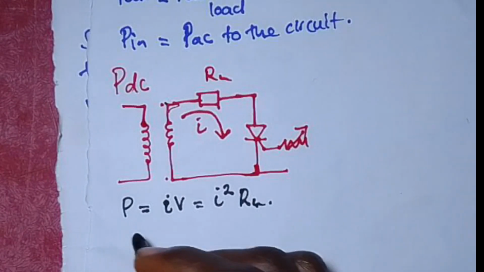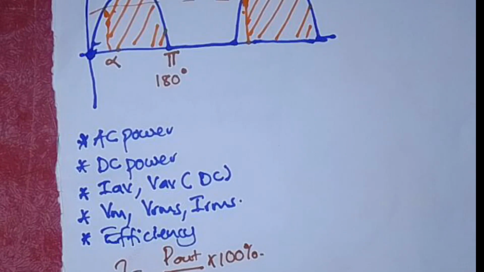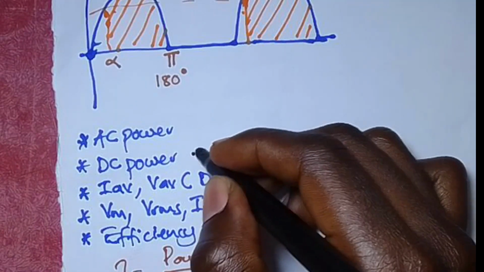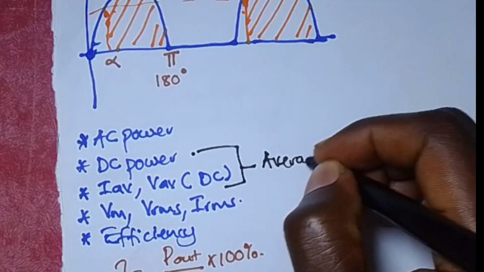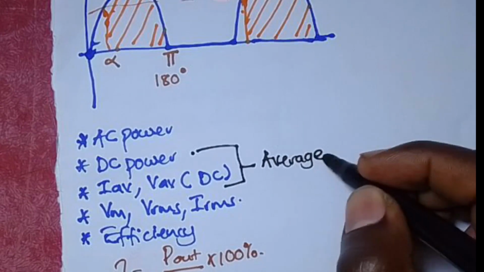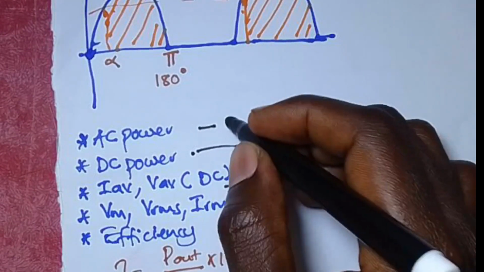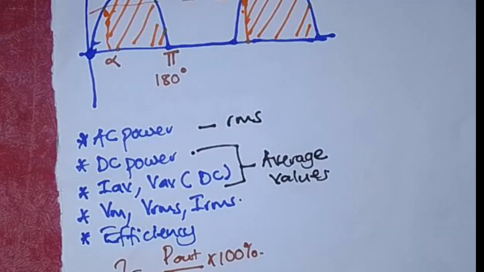But in DC, another important note to make is that for anything of DC, we use average values. Then for AC here, we use root mean square values. So those are the only two differences that we shall always be looking at while considering these computations.